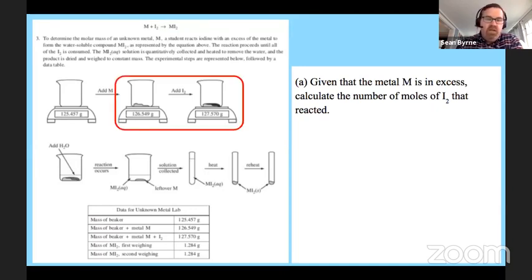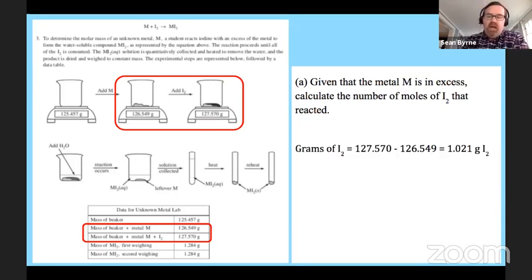One way to look at this is that we see where iodine was added. If we know the masses of the beaker before iodine was added and after iodine was added, we know the mass of iodine that was added, and we can then convert that into moles. That information is also found down here. It's exactly the same information. So wherever you got the data from, you would have come to the same conclusion, right? So I'm going to say that the grams of iodine that reacted were 127.570 minus 126.549. I got those right off of either our balance up here or off of our data table down here. But either way, I get 1.021 grams of iodine that are present.